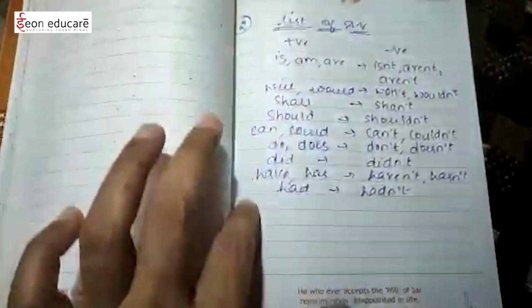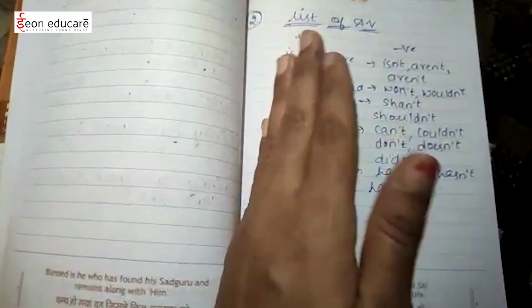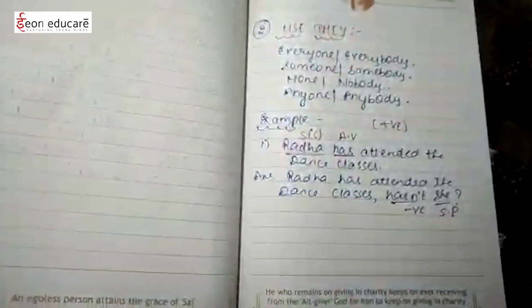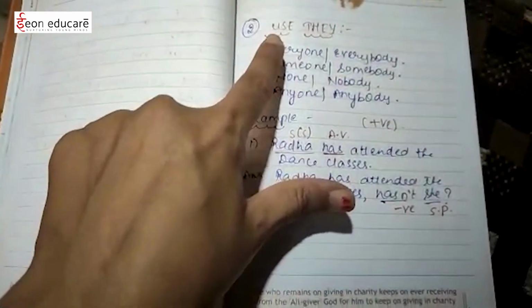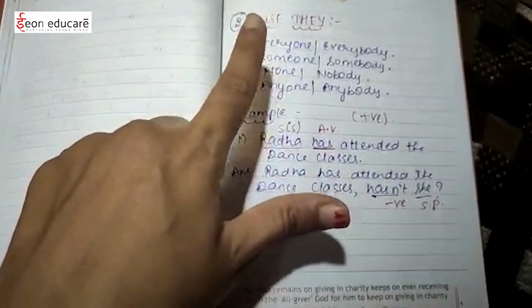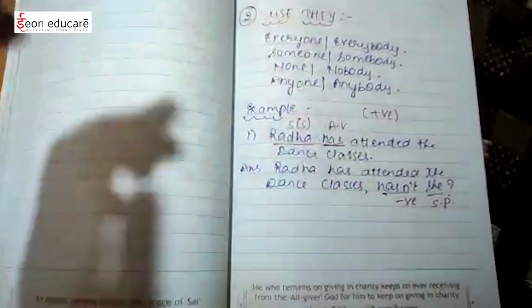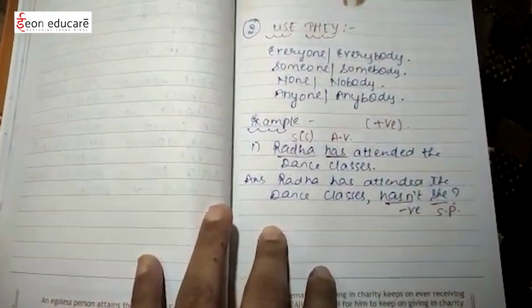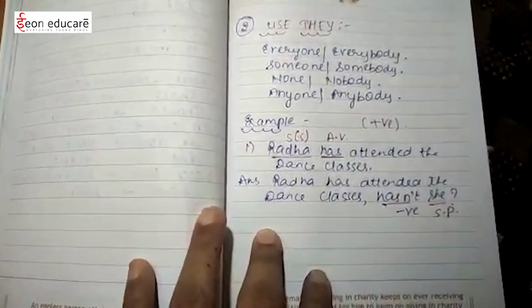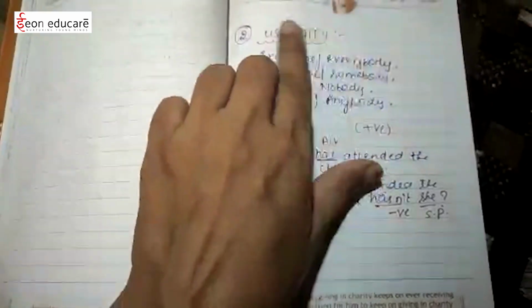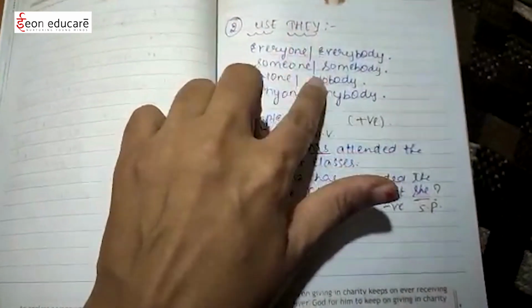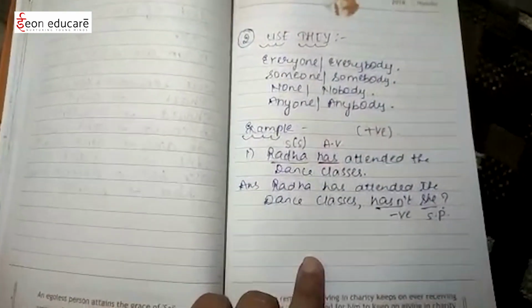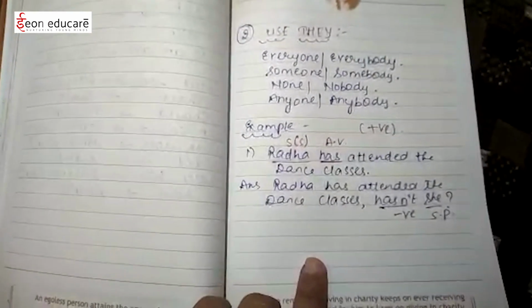So please have a clear look on this. All positive auxiliary verbs are getting converted into negative auxiliary verbs. Students, use "they" in case of these type of words. If you are having everyone in the sentence, everybody, someone, somebody, none, nobody, anyone, anybody, if these type of words are available in your statement, your question tag would be "they". Okay, next example, Radha has attended the dance classes.